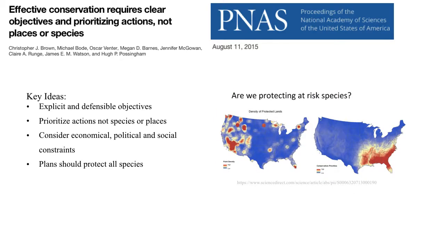Christopher J. Brown wrote an article disagreeing with Jenkins' ideas and explained what he thought is an effective objective to prioritizing conservation of biodiversity hotspots. His main objections were that priority setting requires explicit and defensible objectives. Conservation plans should prioritize actions, not species or places. Conservation plans should consider some of the economic, political, and social constraints on actions. Conservation plans should protect and complement all species, not those simply in the species-richness hotspot.